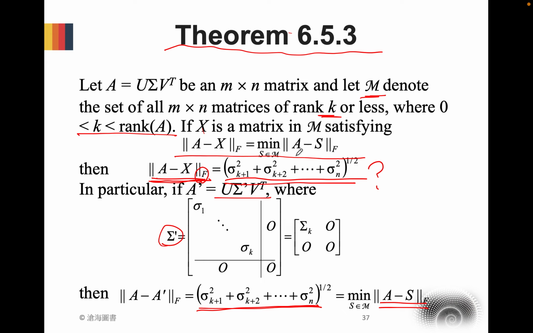This looks like an outer product expansion, because this is a column vector U1 multiplied with V1 transpose. So this is an outer product.